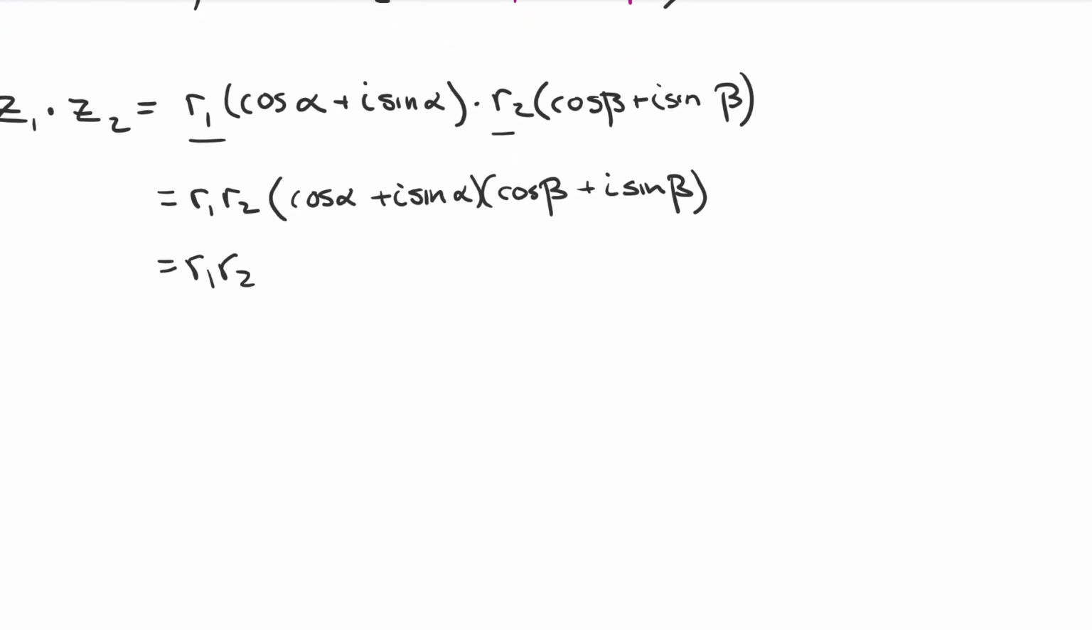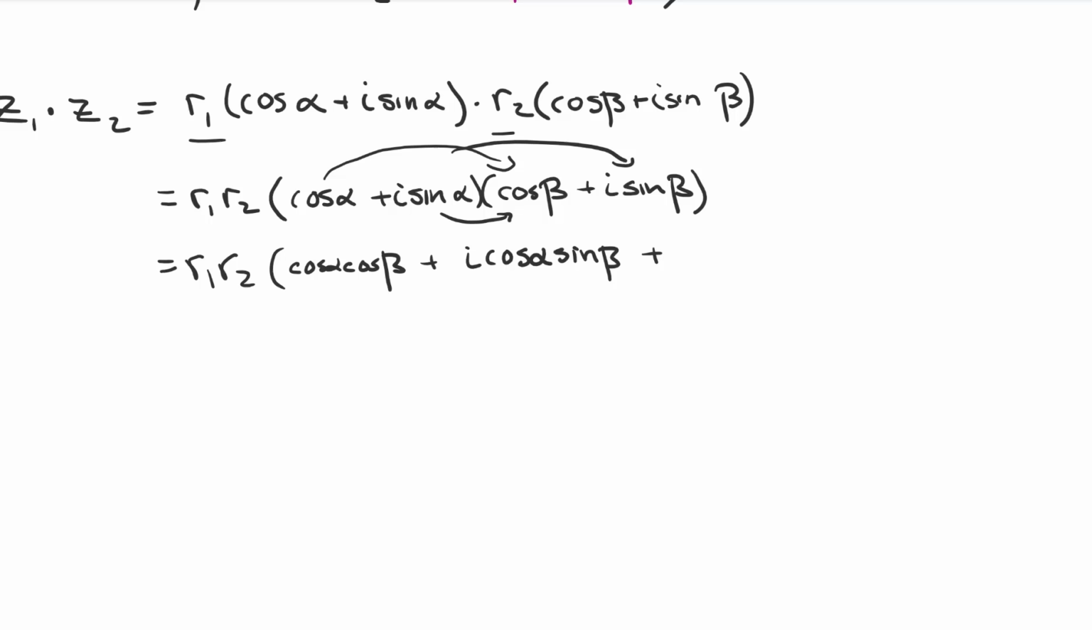It's going to happen, so move it down and get some more room. All right, so the R1 and the R2, that's just going to stay there. But here we are. So cosine alpha times cosine of beta. And then we go to here, and we multiply that through, so we're going to get an I times cosine alpha sine beta. And next, we're going to come in here. We'll have I sine alpha cosine beta.